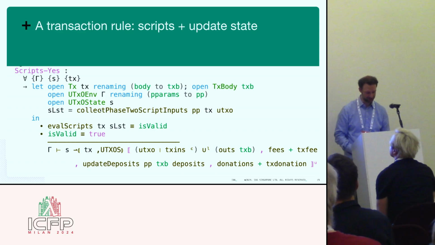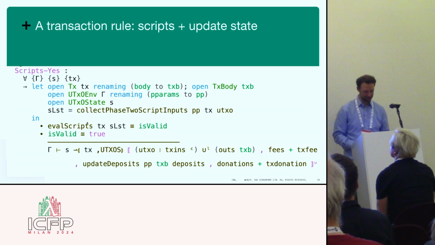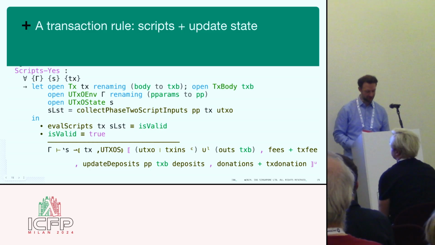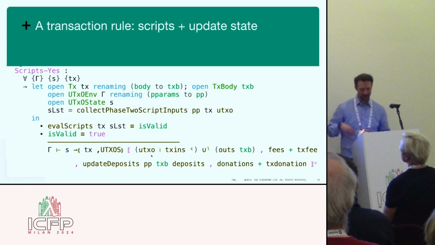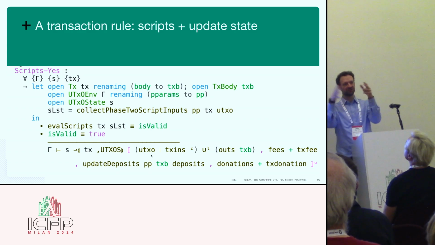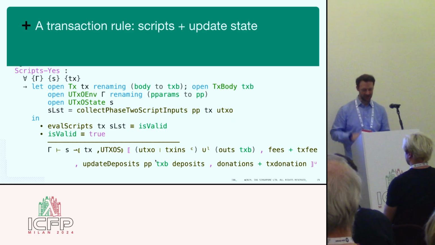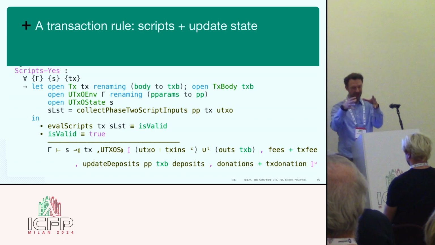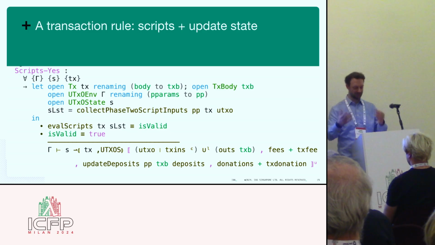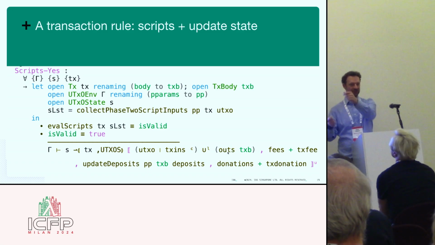So this stuff along the top, above the line, is checking that the scripts are valid, but here, you go from a state S via a transaction, and a transaction has inputs and outputs. So the inputs are the things you're spending, the outputs are the things that are being produced. So you have to subtract the inputs from the UTXO set, which is the money that hasn't been spent, and then you have to add on these new outputs, which is the new things that can be spent.